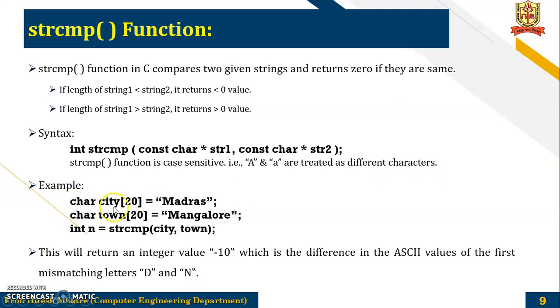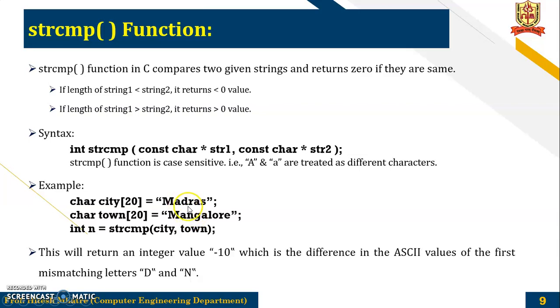We have two variables, city and town. City is assigned the value Madras and town is assigned the value Mangalore. Now we see int n equal to strcmp(city, town), which means it is comparing Madras and Mangalore. Here the first letters, m and m, are equal. Then it goes to the second character, a and a, which are equal. Then the third character, d and n. Here d is smaller than n.